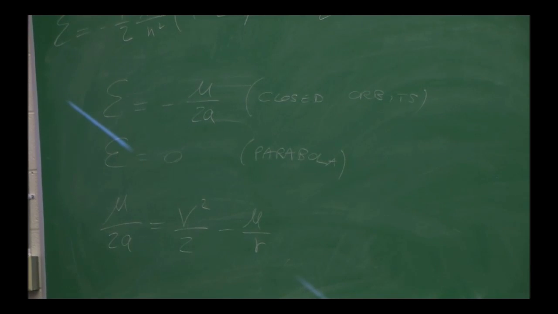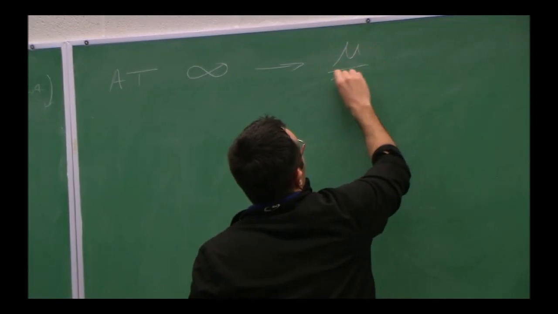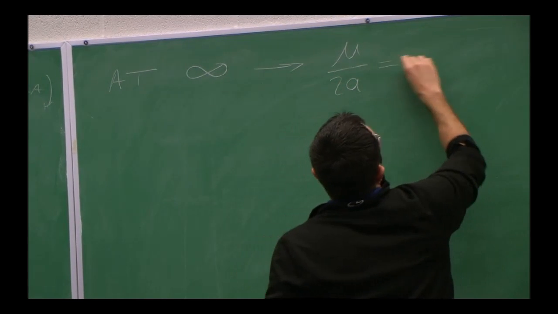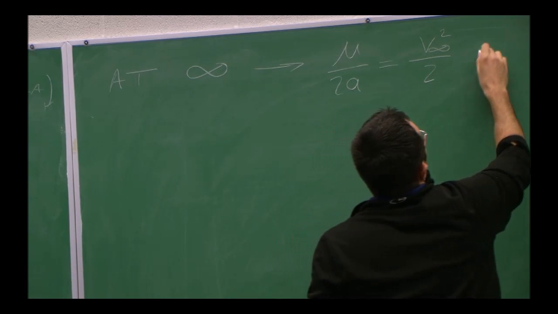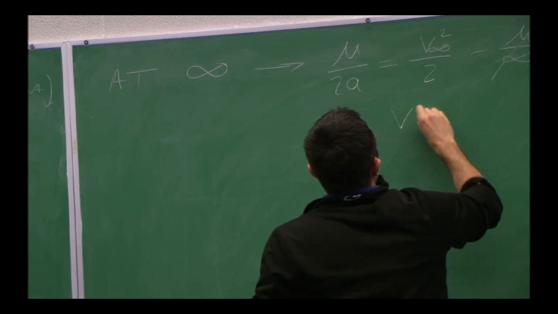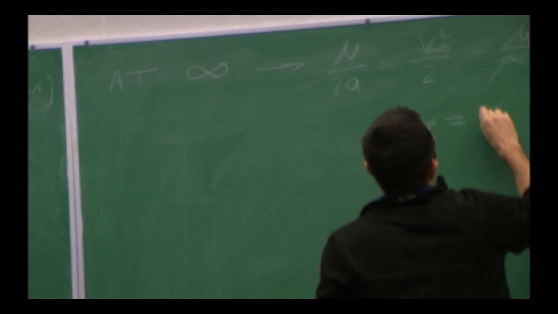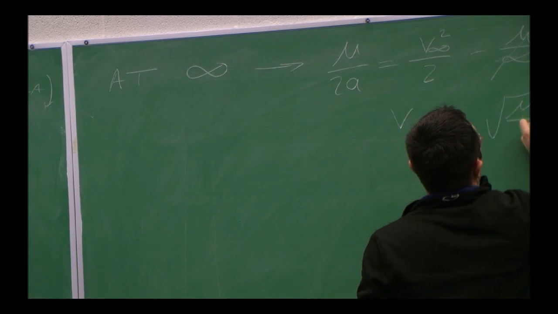So what is the velocity that I get at infinity? Let me compute that first of all. If I go at infinity, the energy is still there. It's mu over 2a. That's always the same, and it doesn't change. If I am at infinity, I have v infinity squared over 2 minus mu over infinity, right? The radius at infinity is 0. So my v infinity is square root mu over a.